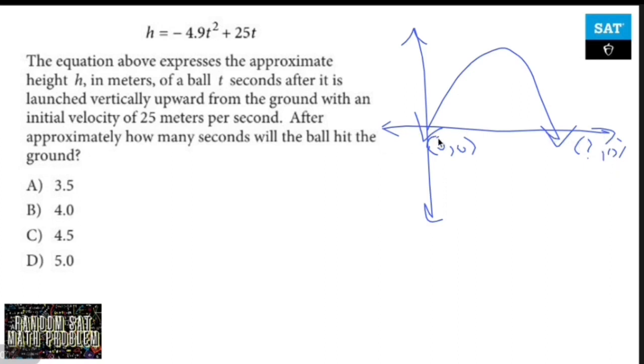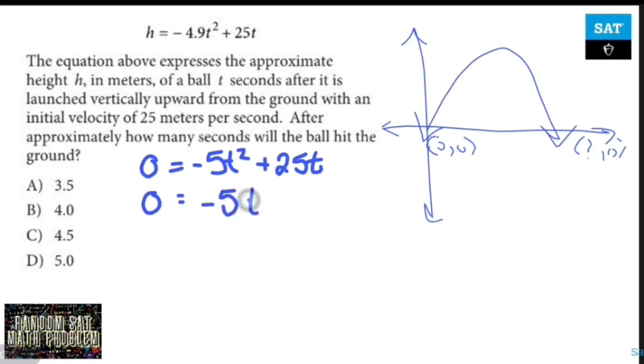All right, so let's do that. Let's set the height to 0. And since we're talking about words like approximately, I'm going to turn that negative 4.9 into negative 5. Why am I doing that? Well, if I make that negative 5t squared plus 25t, so if I factor out a negative 5t, that leaves me with t minus 5.